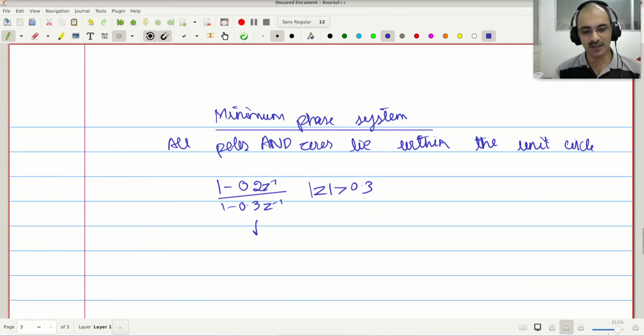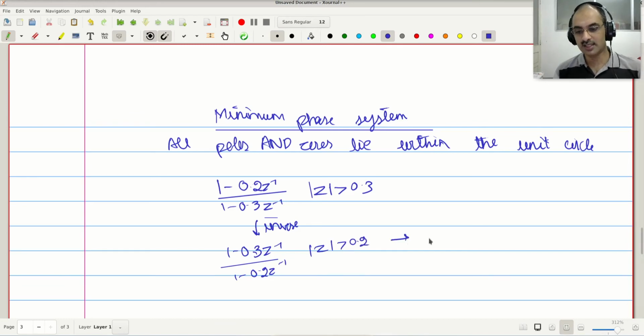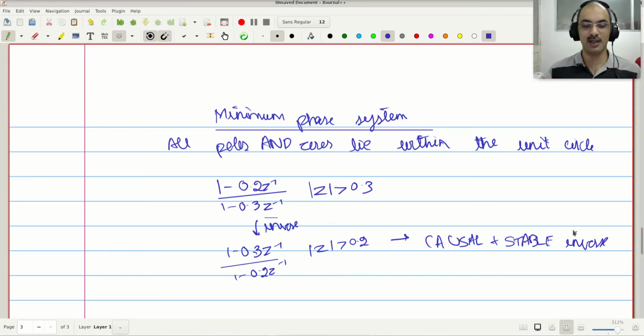And what about the inverse system? 1 minus 0.3 z inverse by 1 minus 0.2 z inverse, mod z greater than 0.2. This means you have a causal and stable inverse. So what does this mean? Whenever you guarantee that all the poles and zeros of a system lie within the unit circle, then you have a stable and causal inverse. And this has a connection with minimum phase. So let's look at this.